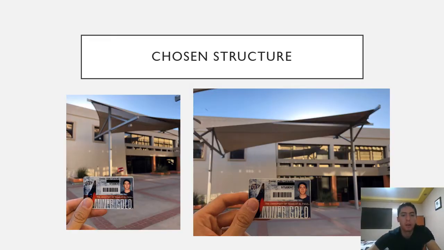My chosen structure can be found outside in the hall between the Union East and Union West buildings at the University of Texas at El Paso. This structure was designed to support a big umbrella, so the people who want to be outside the Union building don't get too exposed to the sun.